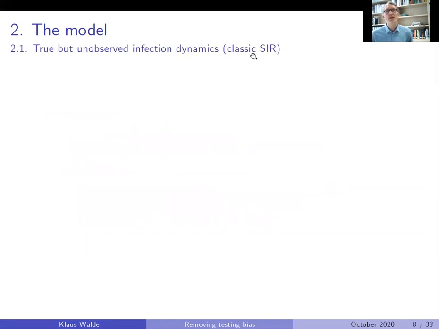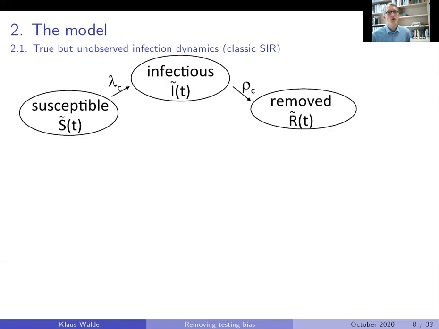Okay, so let's start with the classic SIR model, but from the very beginning with the idea that there is a true infection dynamics that is unobserved. No scientist, no politician, no whoever knows what the real epidemic dynamics are in a country or in the world.